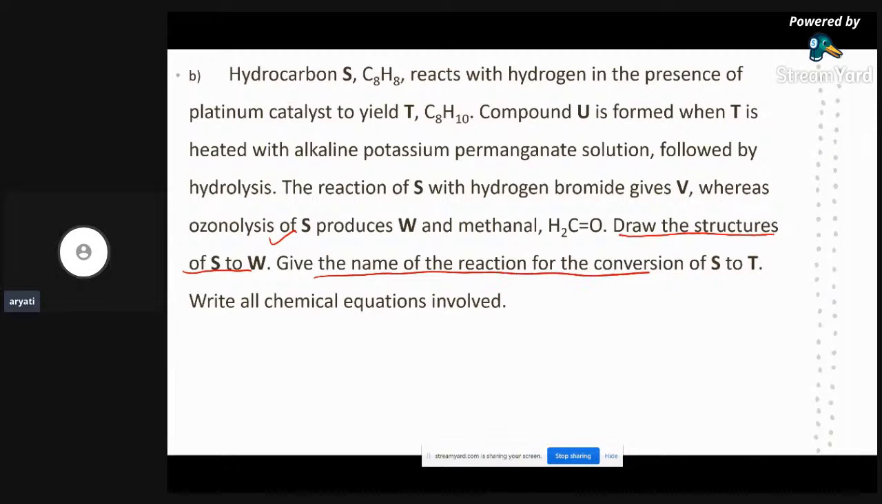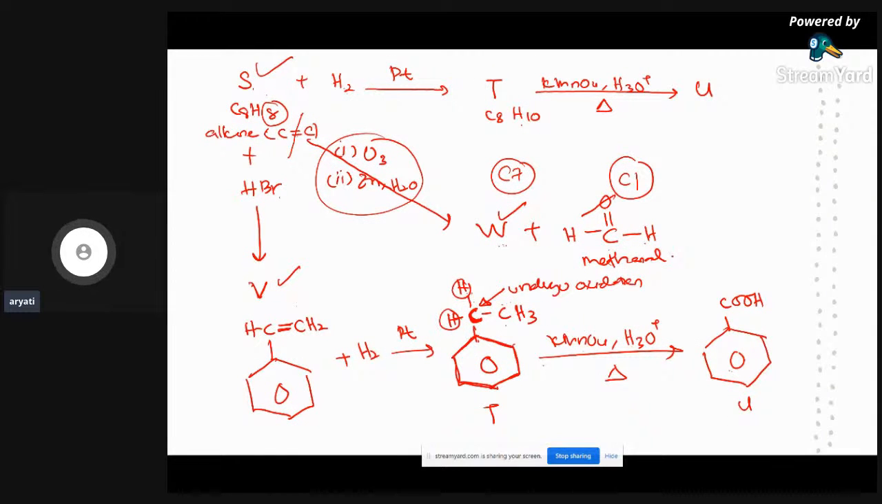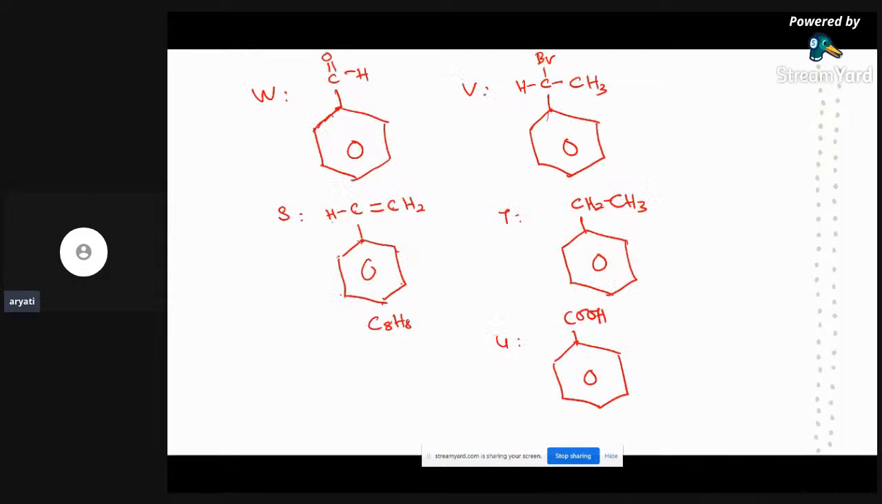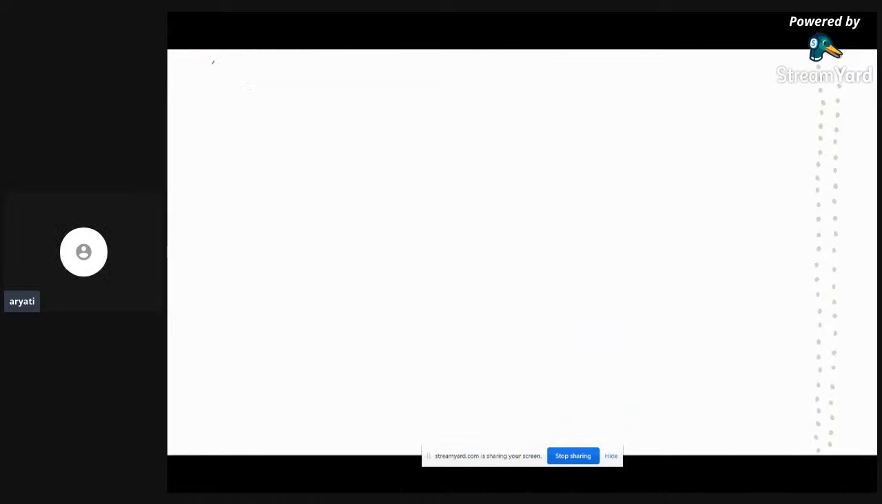Give the name of reaction for the conversion S to T. S kepada T, S ialah alkena, tindak balas dengan hydrogen platinum. So the name of this reaction is hydrogenation. Tindak balas penghidrogenan. Okay, saya tulis kat sini. Conversion S to T ialah tindak balas hydrogenation.